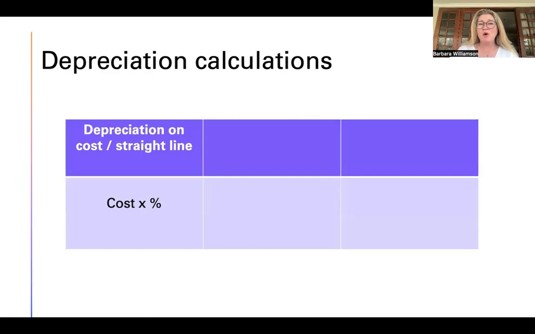So these are the different ways in which you can calculate depreciation. The first and most straightforward, and actually the most common used, is the depreciation on cost, or straight line is another term that is used for the same thing. And in this one, we just take the cost times the percentage. Or another way of doing it is saying the total depreciable value divided by the number of years of its useful life. Either way, you will get the correct answer.